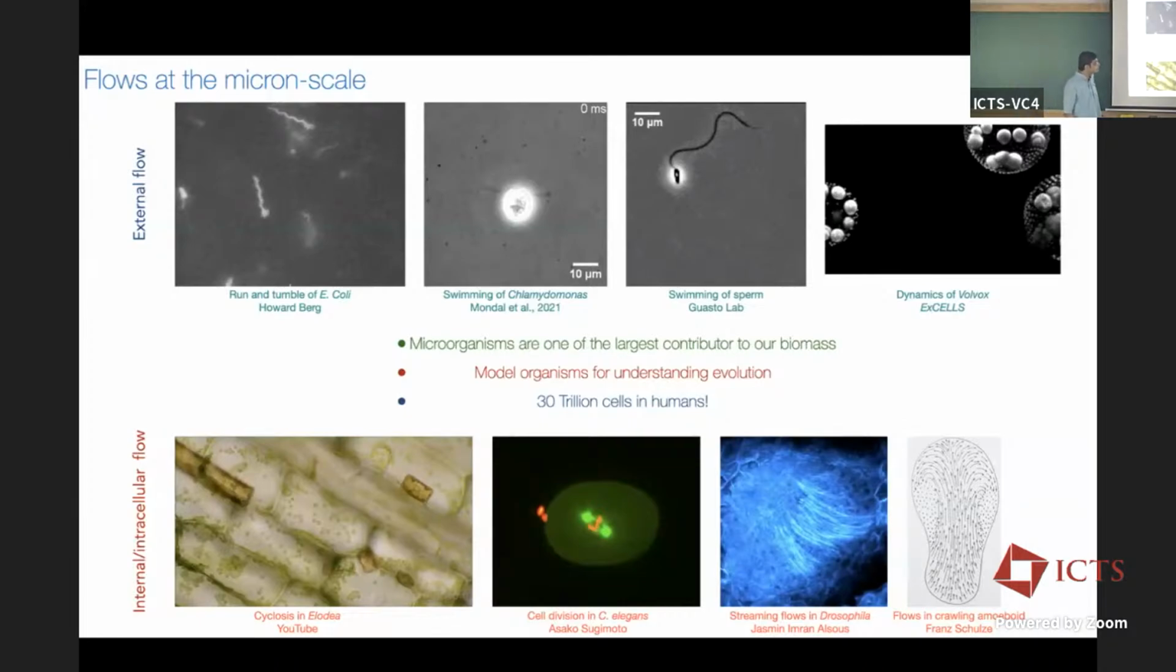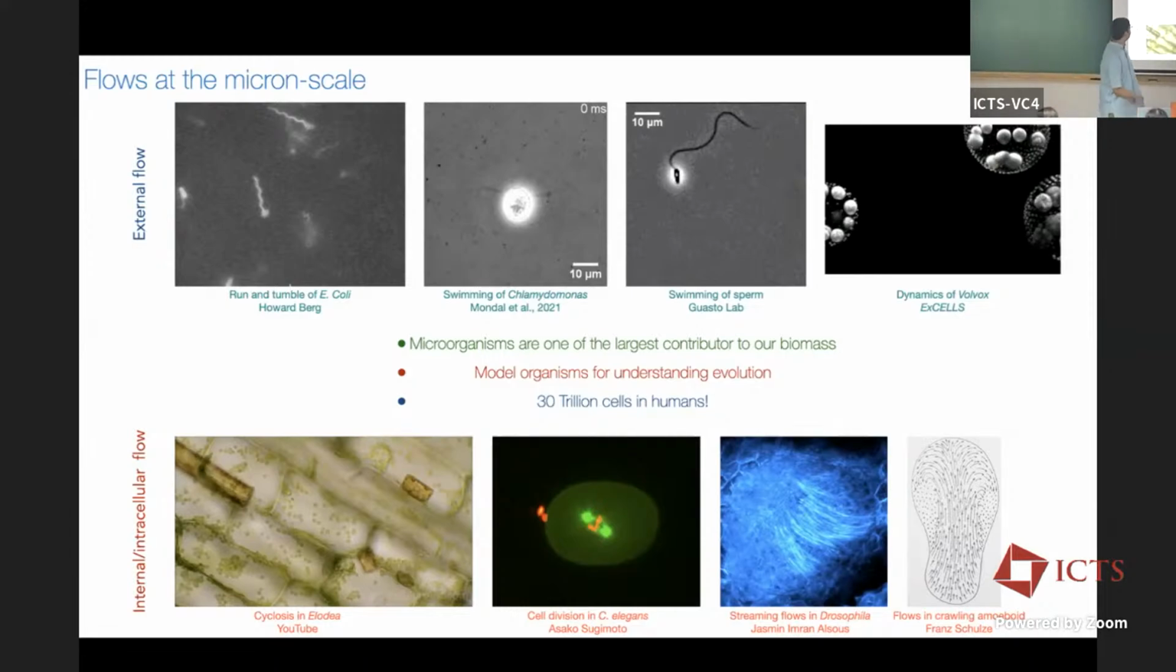What I mean by abundance is that microorganisms, even though we are not seeing them with our naked eyes, are really one of the largest contributors to the biomass. They're abundant. They're all over the place. They're in our gut, in aquatic environments, in soil, they're everywhere. And so it's a natural question out of curiosity: how are these guys moving? What are they doing? How are they functioning?